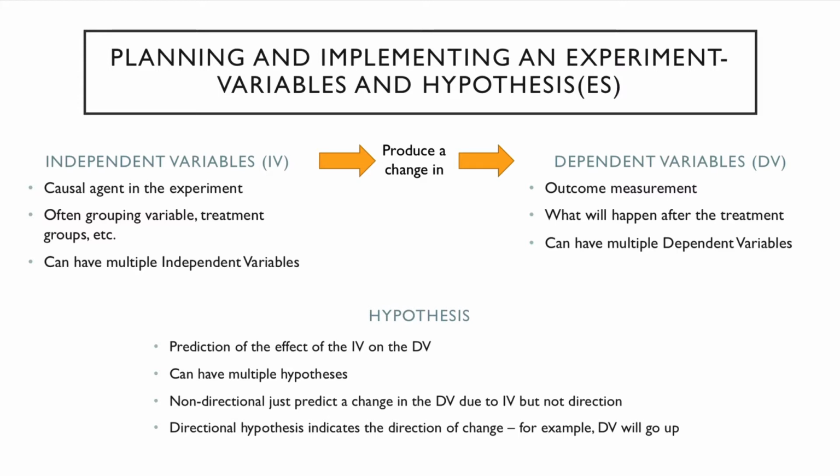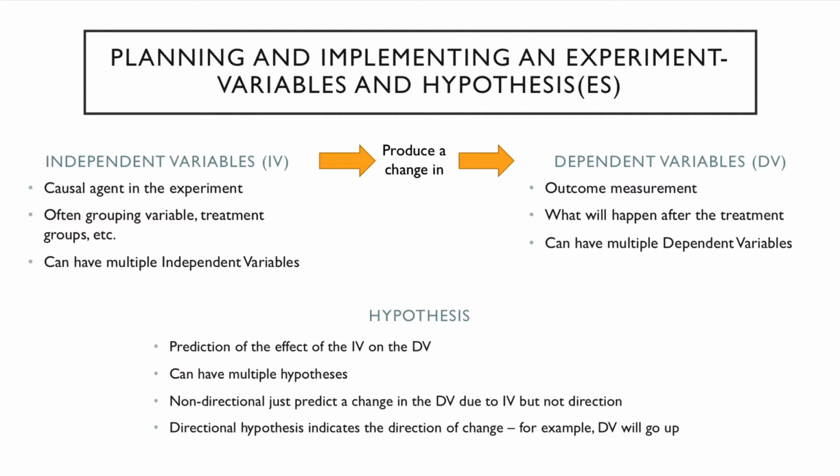Maybe we want to actually have a third group, which is a control group that does nothing. So we want to see if there's any benefit to either training program, and then also if one training program is even better than the other. So that's typically a way that independent variables are utilized.